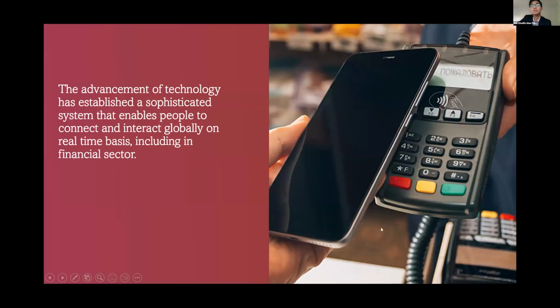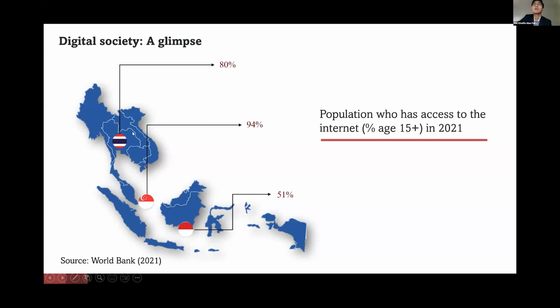In today's world, we see growing sophisticated technology, which can create advanced technology systems that enable people to connect and interact globally on a real-time basis, including in the financial sector. Our sample is actually three Asian countries: Indonesia, Thailand, and Singapore. This is a glimpse of the digital society in these three countries.